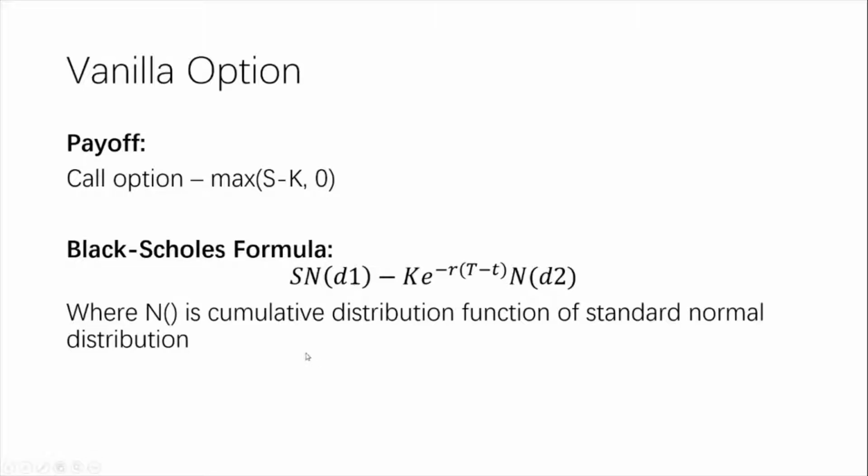So one interesting question is that this N, interestingly, is not explicitly given. There is no explicit formula to exactly calculate this function value. It must be calculated numerically. So one interesting question is, what is the cost of calculating this Black-Scholes formula?